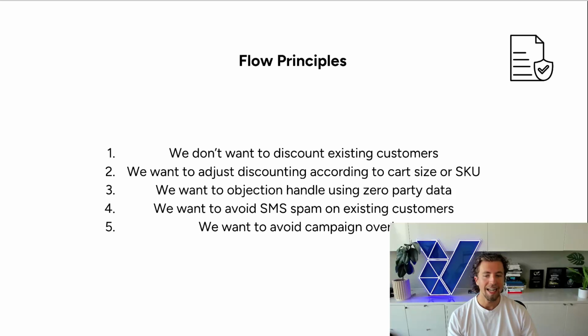Now, there's 5 key principles to the flow that I'm about to run you through. Number one is that we don't want to be discounting for existing customers. Existing customers typically do not need discounts to return. Number two is we want to adjust discounting according to cart size or SKU. Some products are going to have better gross margins than others, and so we want to be discounting according to the individual product SKU or to the overall cart size. Number three is that we want to be objection handling using that zero-party data that we've collected. Number four is we want to avoid SMS spam on existing customers. And number 5 is we want to avoid campaign overlap.